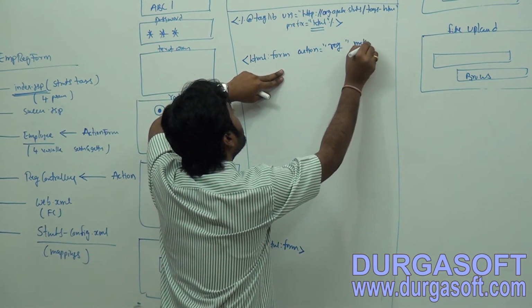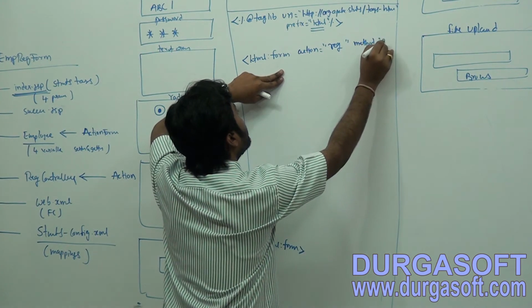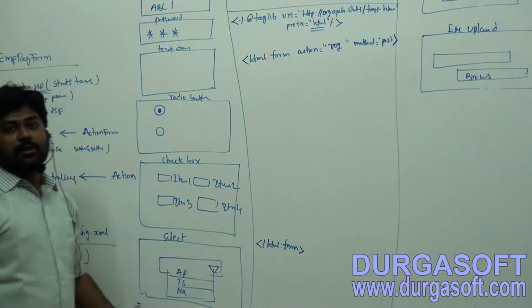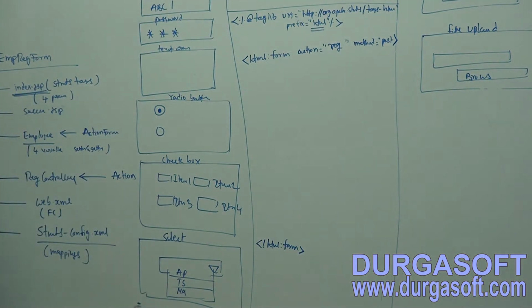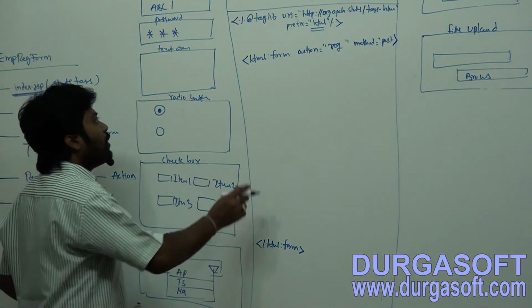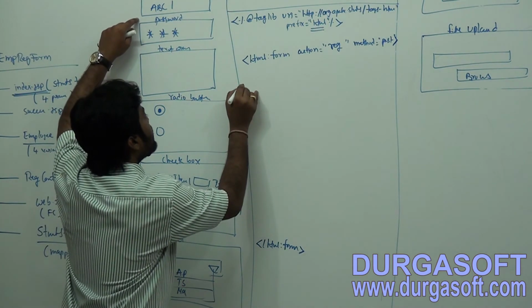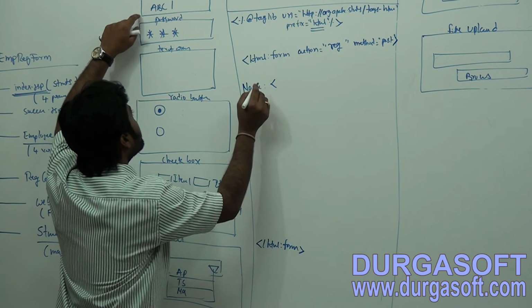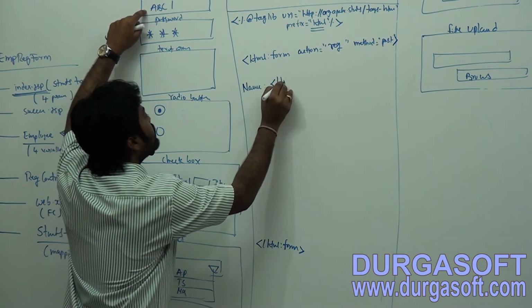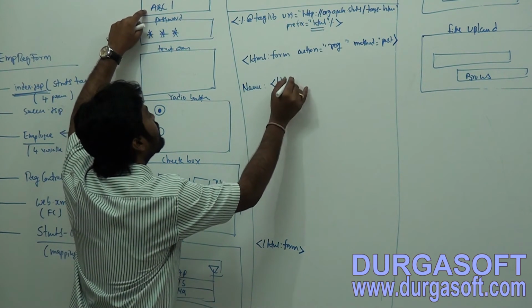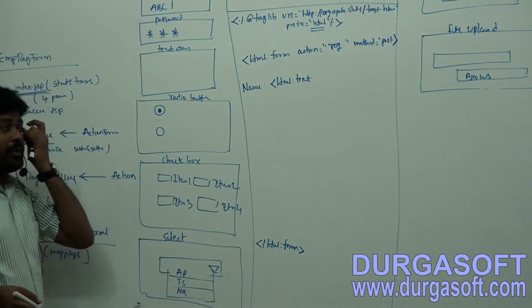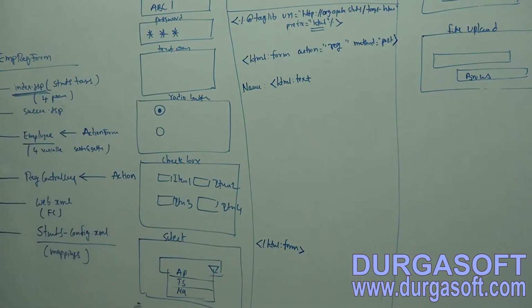And you can configure the method also. You can put post or get. And in between this form and form, you can create your required text boxes. If you require name, you can create this text box. To create a text box, you need to call html:text. If you call html:text, then it will provide us one text box.